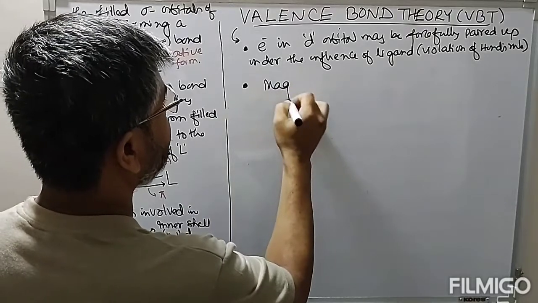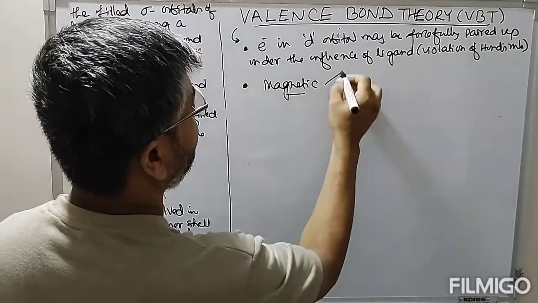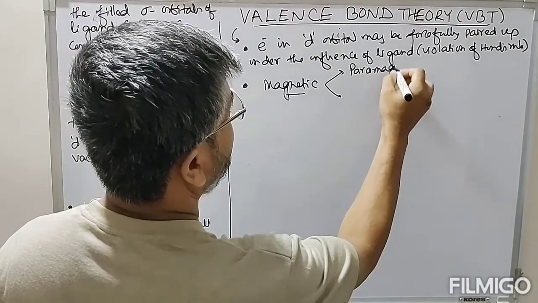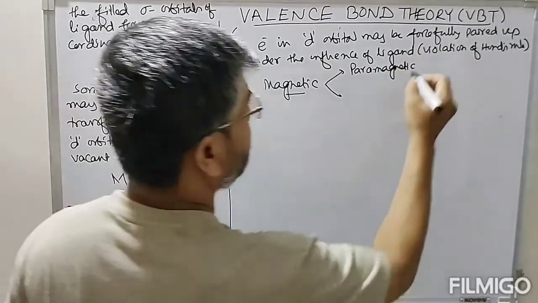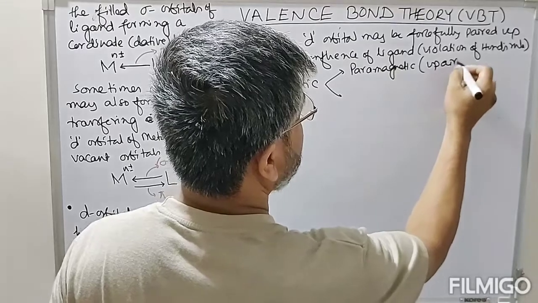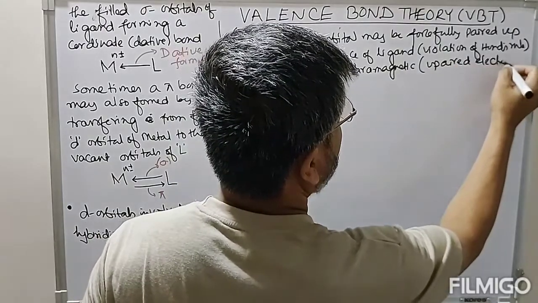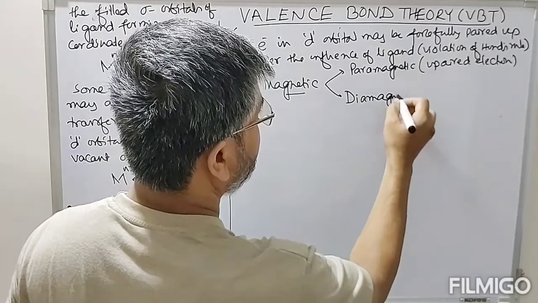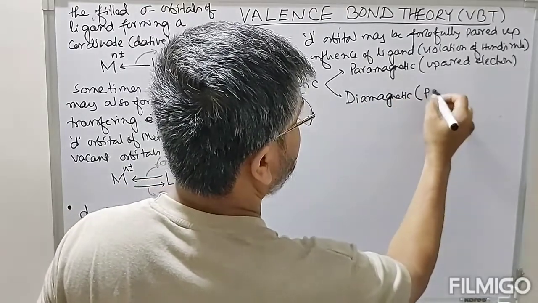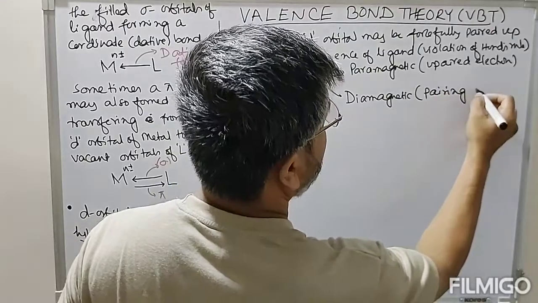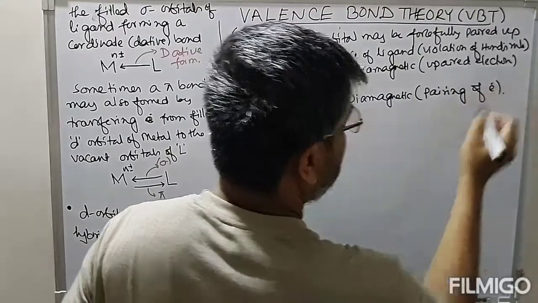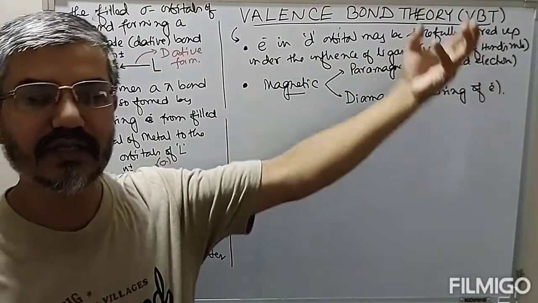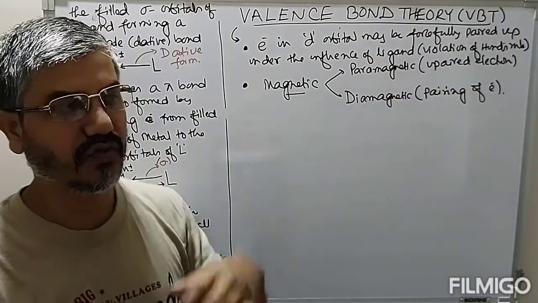So, magnetic behavior: this may be paramagnetic due to the presence of unpaired electrons, or this complex may be diamagnetic, that is, complete pairing of electrons. So to decide this magnetic property, we have to see whether the electronic configuration of the metal ion in the complex contains any unpaired electrons or not.